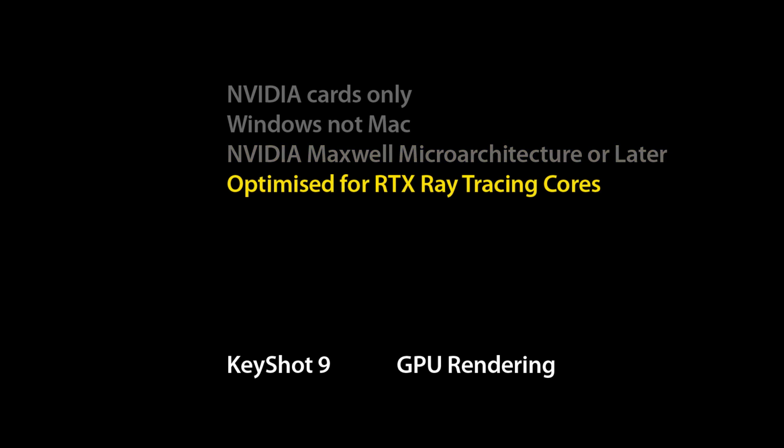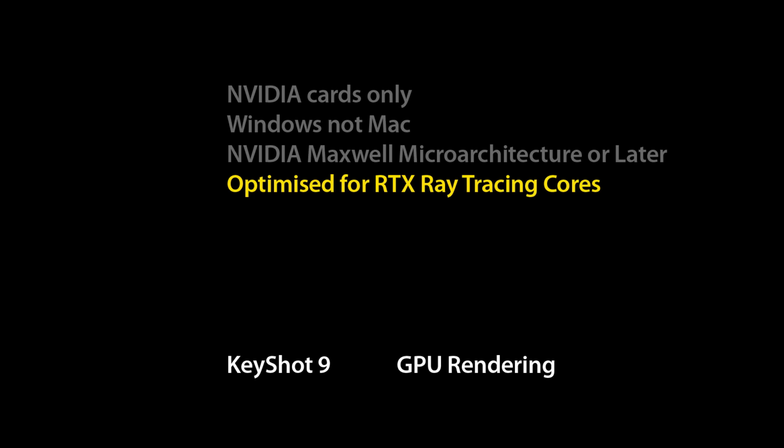Next, and probably most important, GPU acceleration is optimized for NVIDIA cards with RTX ray tracing cores. This is where we expect to see the most significant performance gains with GPU rendering. We'll be testing KeyShot with an RTX based solution in a separate video. But for now, we're going to look at GPU acceleration on a machine with the previous generation Pascal based card.